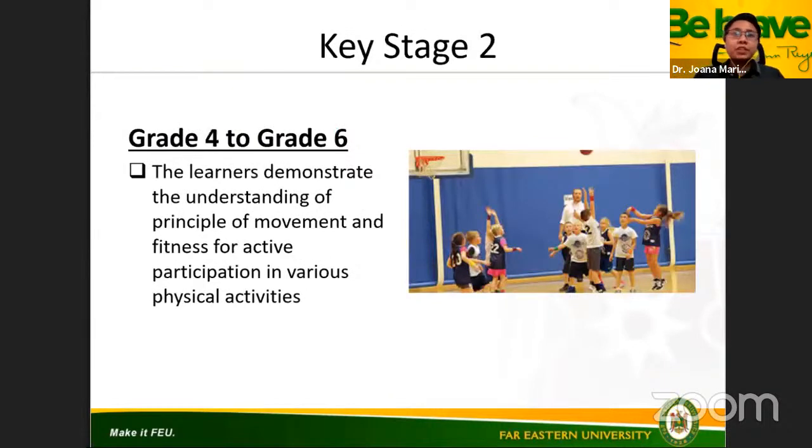For key stage 2 in the DepEd curriculum, we have grade 4 to grade 6. The learners demonstrate the understanding of principles of movement and fitness for active participation in various physical activities. So now we are at grade 4 to grade 6, where they have active participation in every physical activity, either recreational or competitive sports.